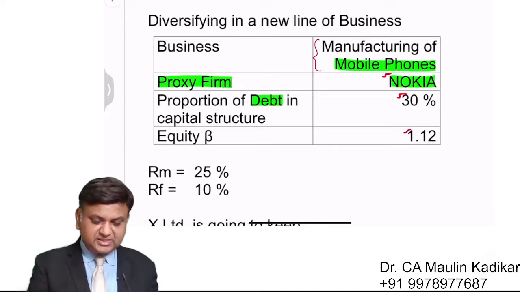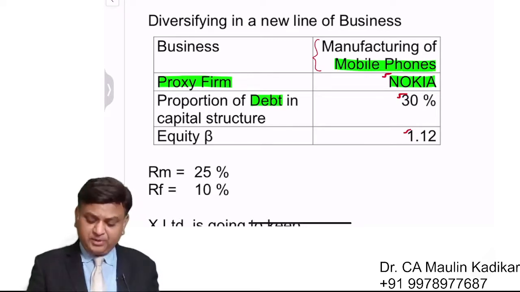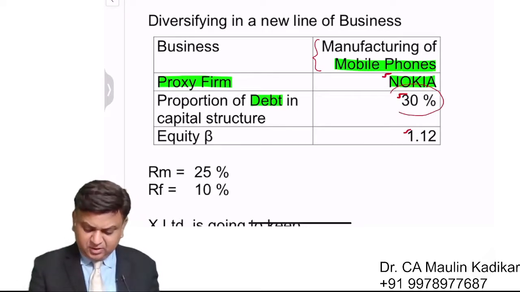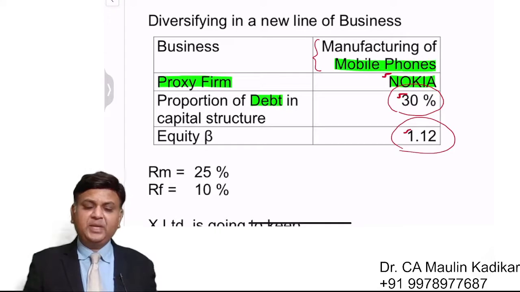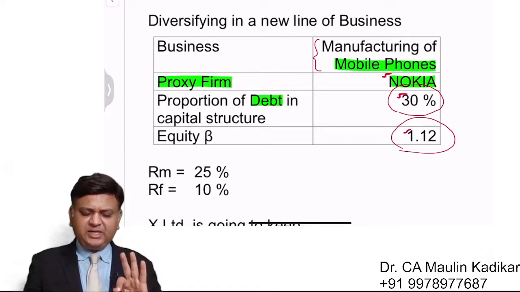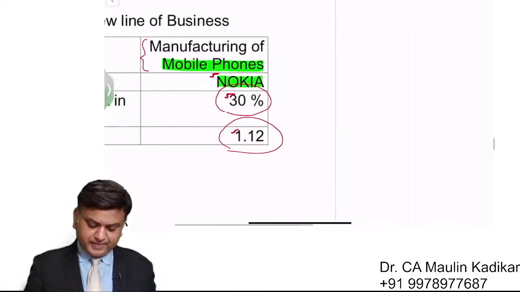Okay, now listen carefully. Over here, it has been given to us that say the NOKIA company का debt proportion कितना है capital structure में, और फिर हमको ऐसा दे रखा है that से उनका equity beta क्या है वो हमको question में दे रखा है. Using the proxy firm details, we are required to make the calculation of risk adjusted discounting rate.